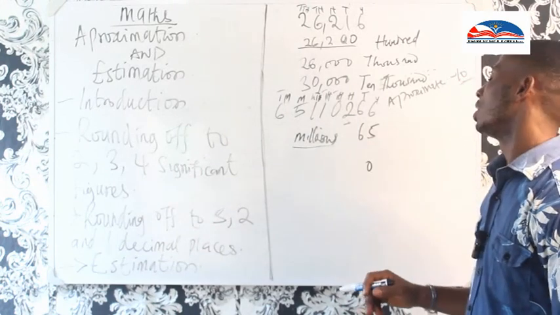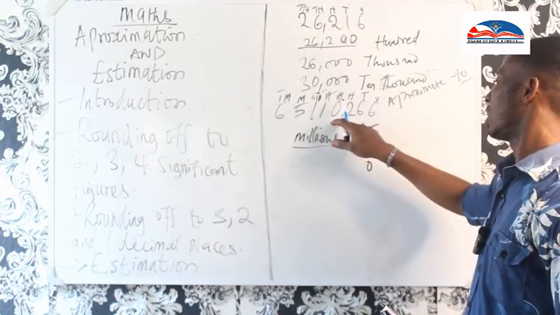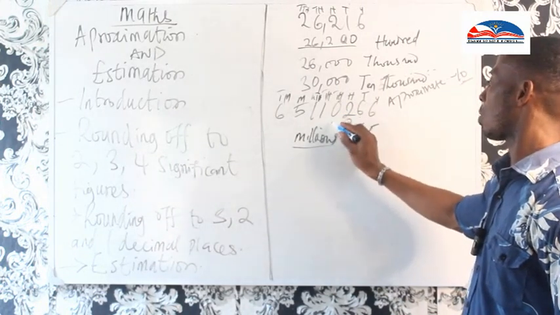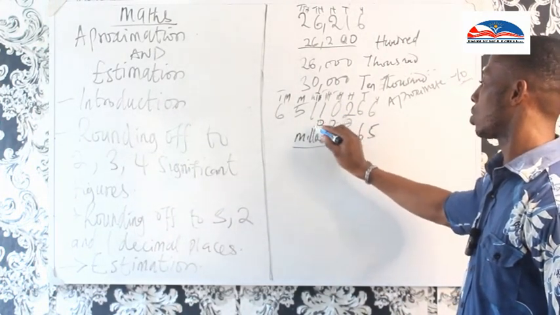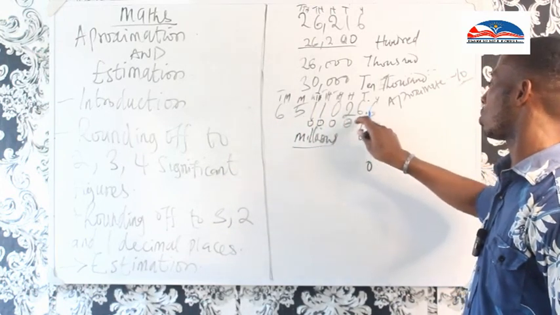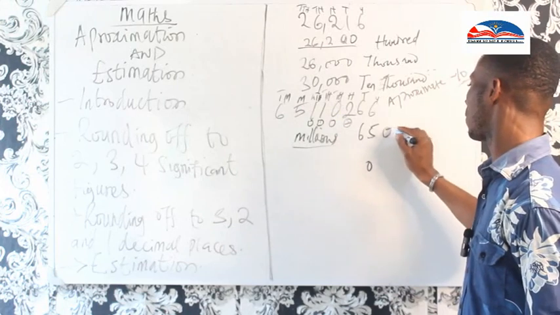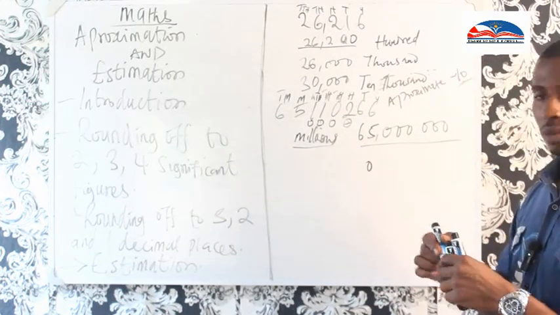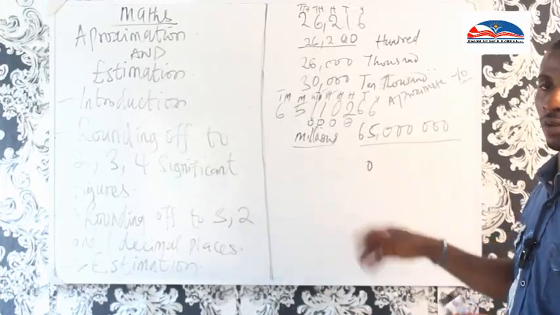This one is 3. Automatically it is not up to 5. Now this one will carry 0. This one now will carry 0. This one now carry 0. This one carry 0. Now we have 6500000. So I have 65 million. That's the roundup for this.